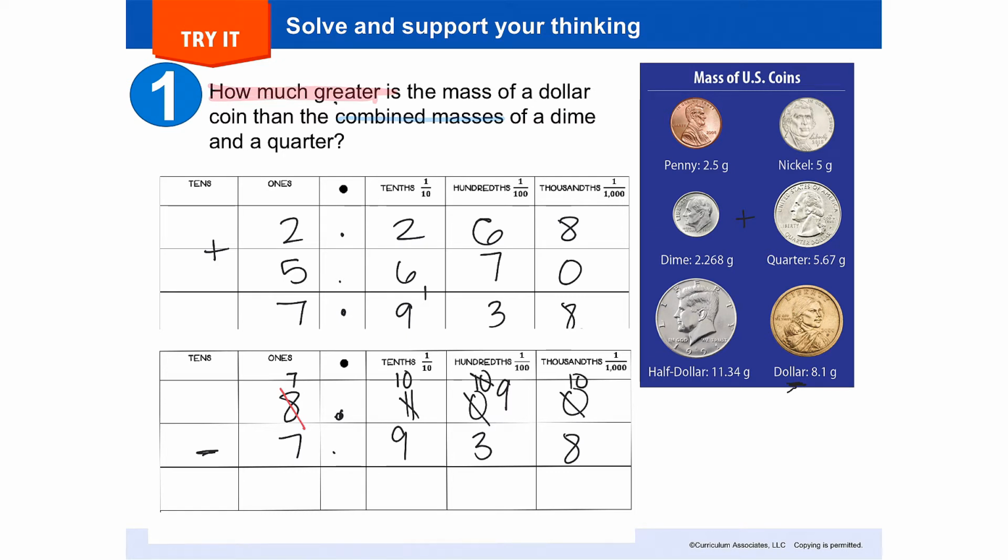So now that I've done all of my regrouping, I can just go ahead and subtract. So 10 minus 8 is 2. 9 minus 3 is 6. 10 minus 9 is 1. Bring down my decimal point. 7 minus 7 is 0. So our answer, we know that the mass of a dollar coin is 0.162 grams larger than the combined mass of a dime and a quarter.